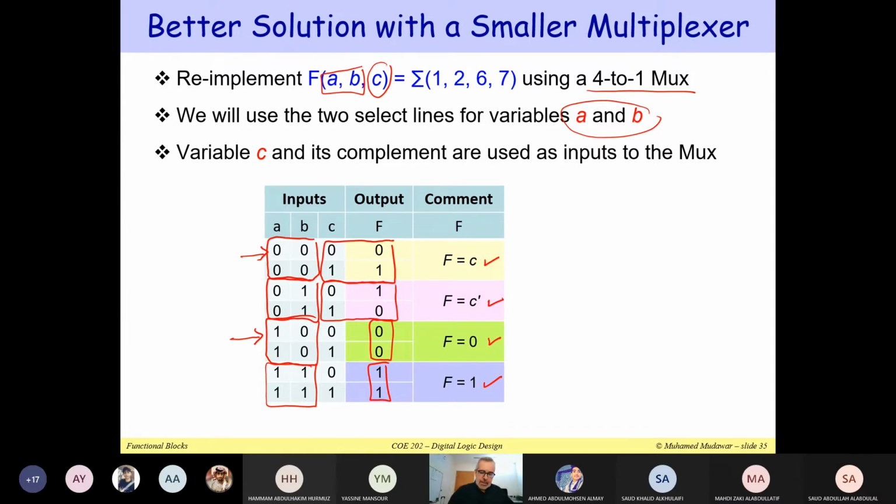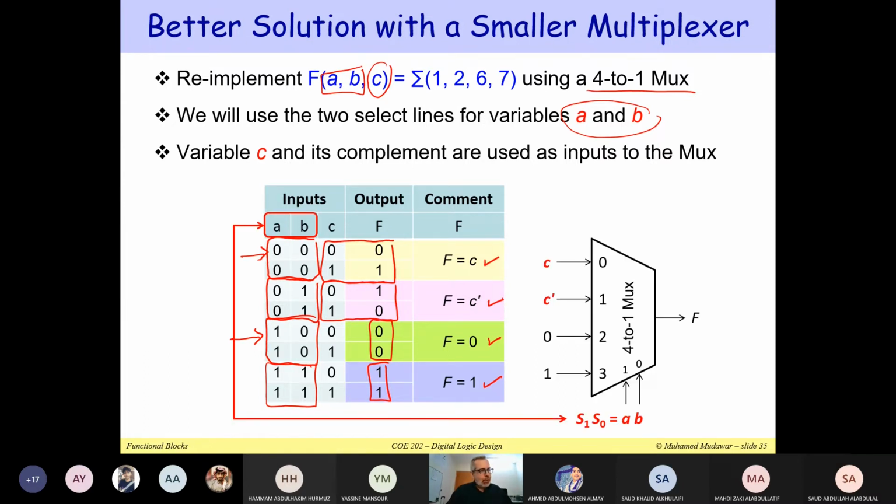So this means that I can use here a 4-to-1 multiplexer. Notice how I reduce the cost with this small trick. So I'm using only A and B as my select inputs, because in the case of the 4-to-1 multiplexer, there are only two select inputs, S1 and S0. So S1 is A and S0 is B. Now, for my data inputs, I'm going to use C.